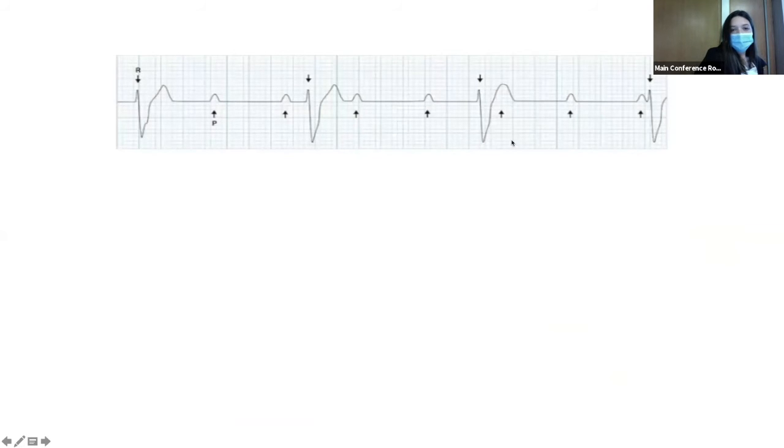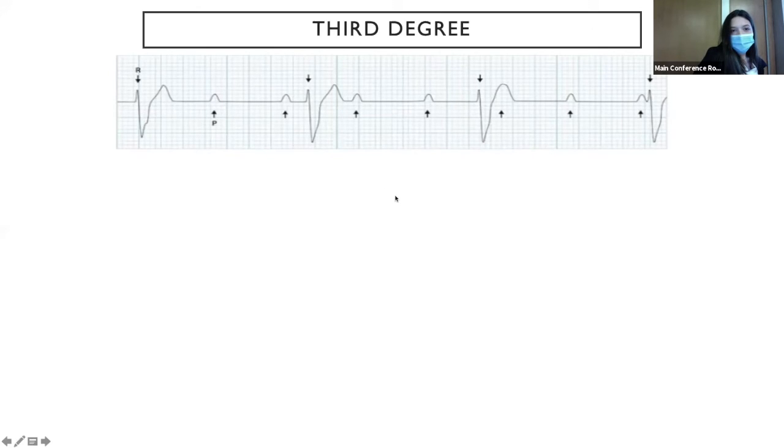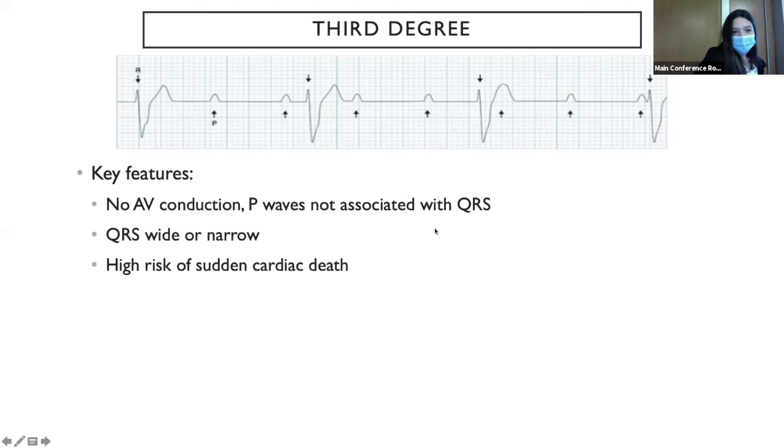This is actually pretty regular, so we can look at the rate here. Looking at the ventricular rate, it looks to be about 40. And then I'm looking at the atrial rate here, and that looks to be about 100. So there isn't really any association between the atrial contractions and the ventricular contractions. And here we have a wide QRS complex. So this is an example of a third-degree complete heart block.